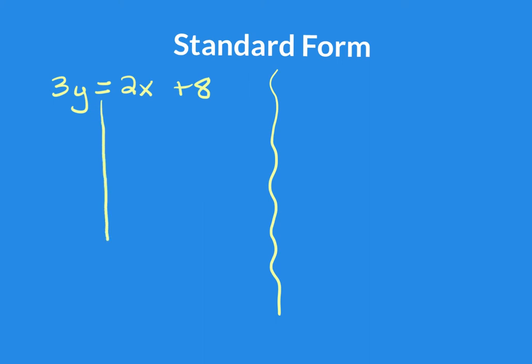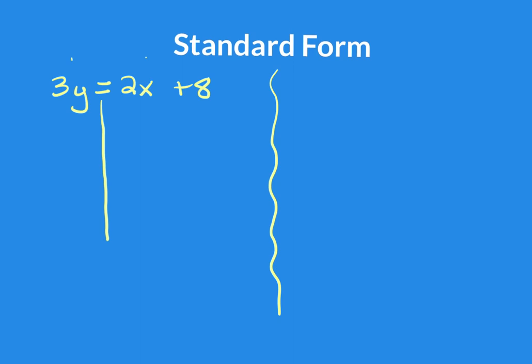Okay, now we're going to look at 2 examples. I'm just going to split my screen in half, where we are going to convert into standard form. So the first one, 3y equals 2x plus 8. This is not in standard form because x and y are on opposite sides of the equal sign. I need to get x and y on the same side.